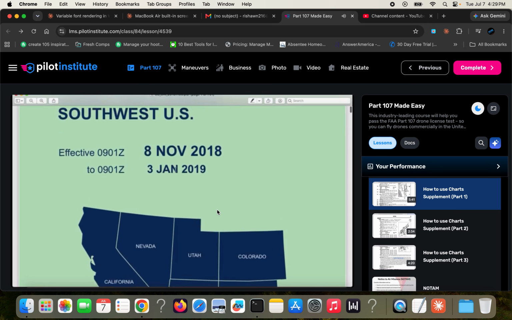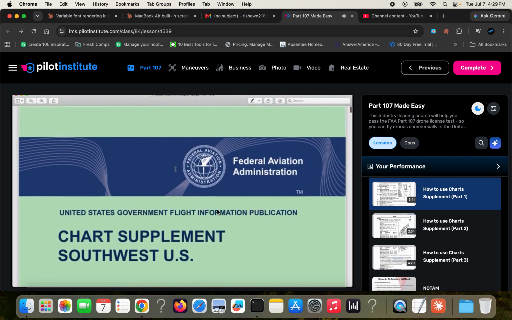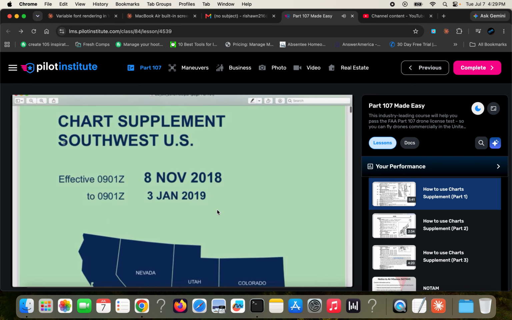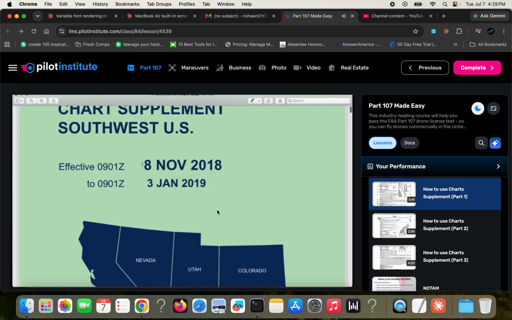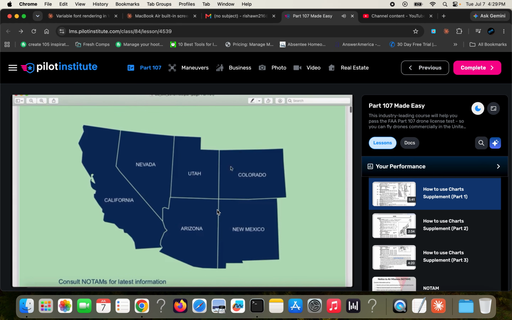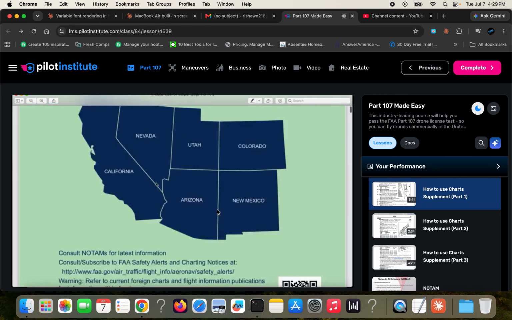And you can see, again, very important that we start with the top. First off, are you using the right one? So this is the Southwest. And then are you using the proper effective date? This is effective from the 8th of November 2018 to the 3rd of January 2019. And these are all the states that are covered by this very specific chart supplement.